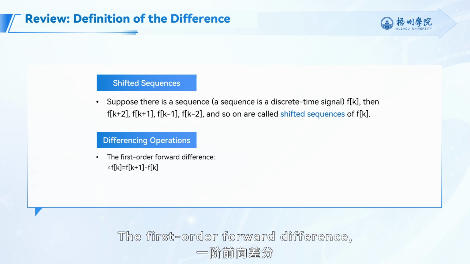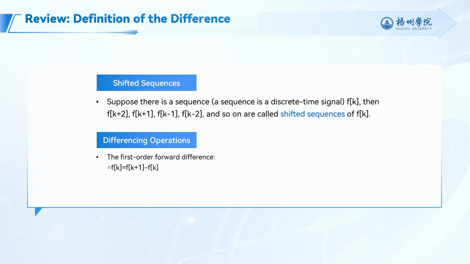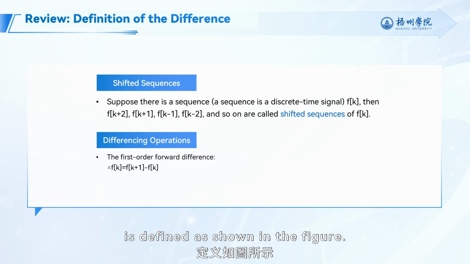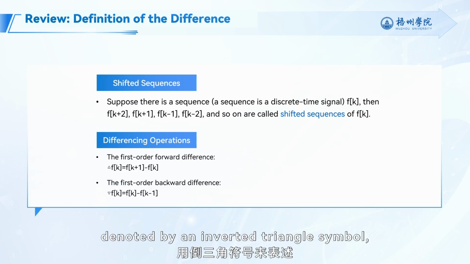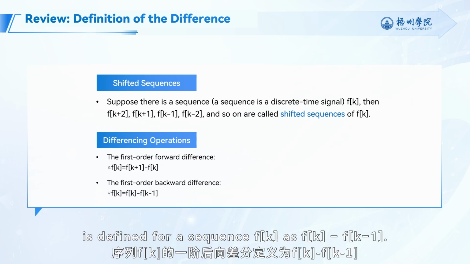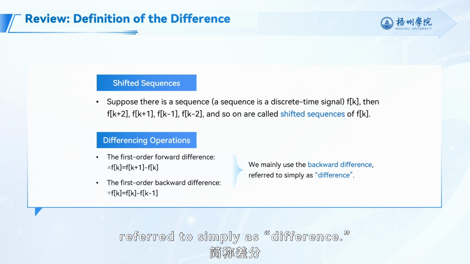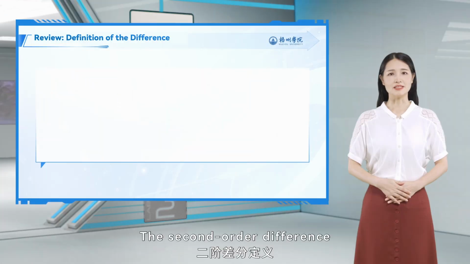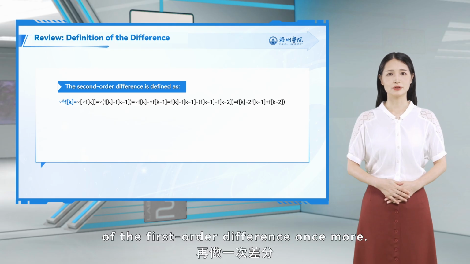Second, difference operations. The first order forward difference, denoted by an upright triangle symbol, is defined as shown in the figure. The first order backward difference, denoted by an inverted triangle symbol, is defined for a sequence f of k as f of k minus f of k minus 1. We mainly use the backward difference, referred to simply as difference. The second order difference is defined as taking the difference of the first order difference.